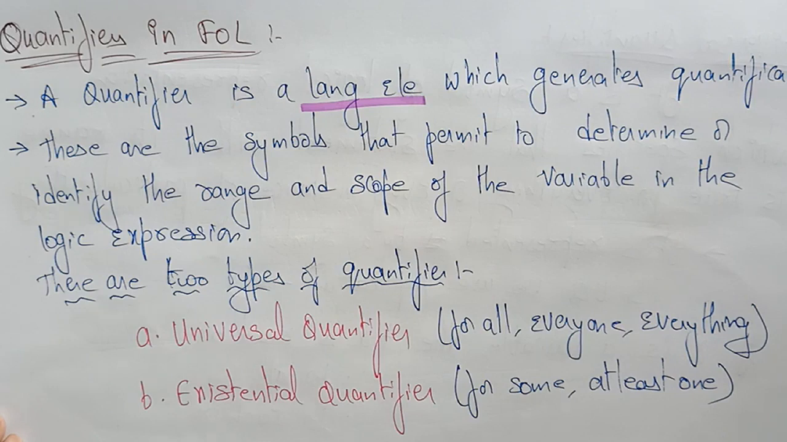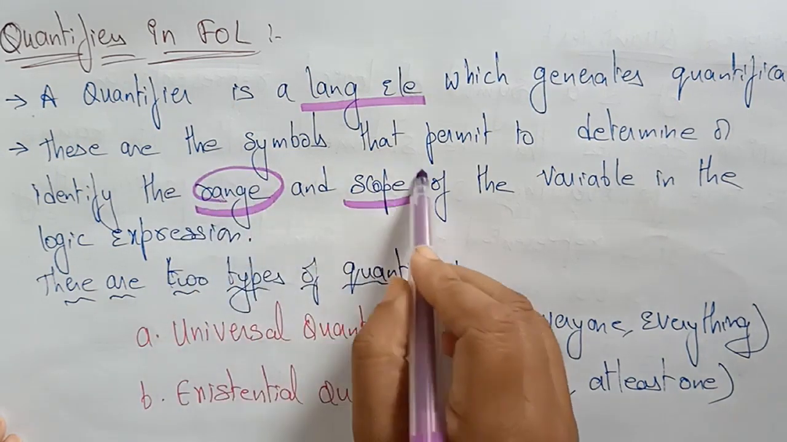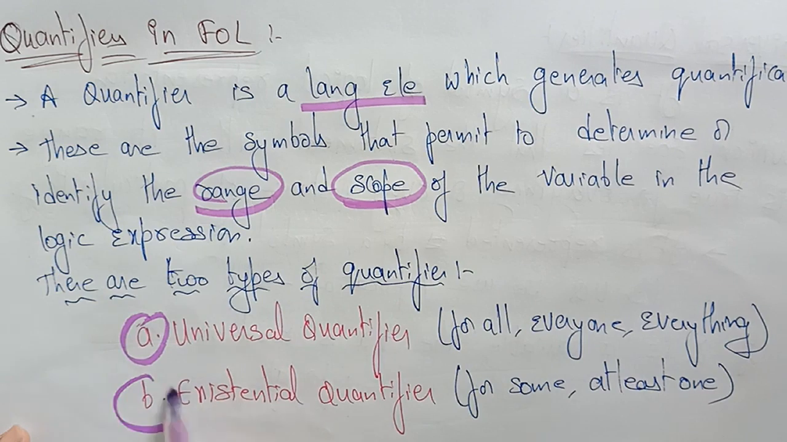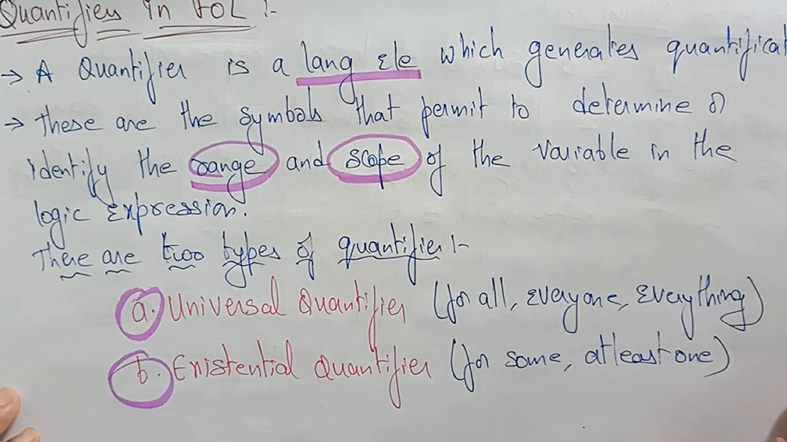So the quantifier permits us to determine or identify the range as well as the scope of the variables in the logic expression, whatever statement or sentence we are taking. So this quantifier is going to identify the range and scope of those variables. Actually, the quantifiers are of two types: one is the universal quantifier and another is the existential quantifier.